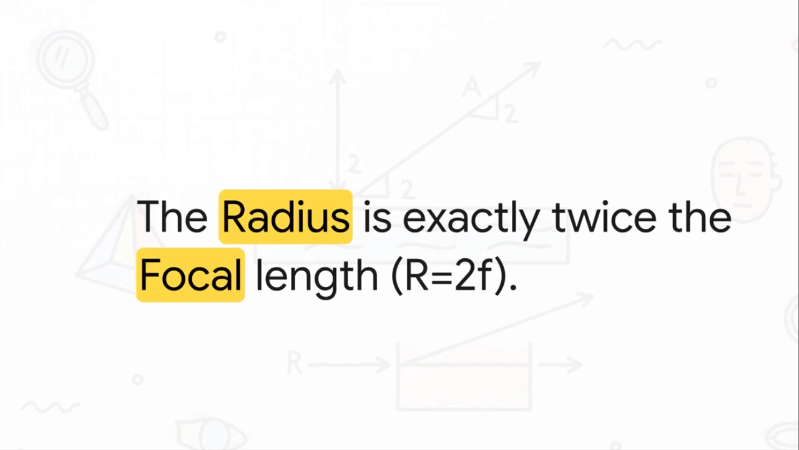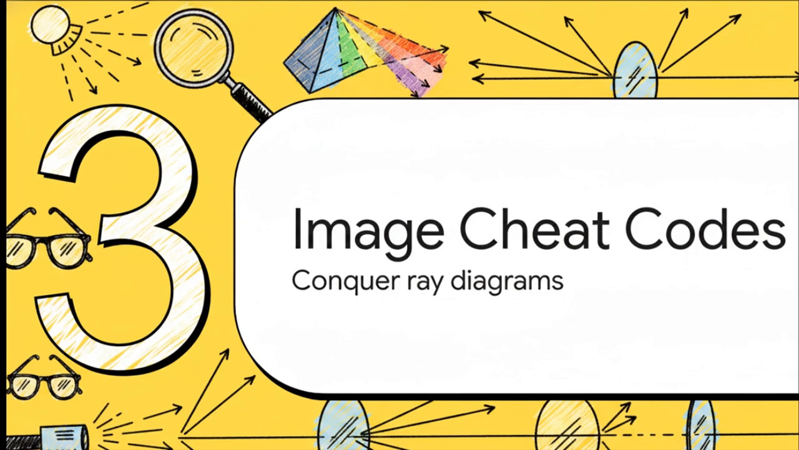So the absolutely crucial takeaway here is this exam lifesaver: R equals 2F. The radius of curvature, which is the distance from the pole to the center, is always exactly double the focal length. If your exam paper tells you the radius is 30 centimeters, boom, you instantly know the focal length is 15 centimeters. It is a guaranteed 1-mark numerical shortcut. Do not forget it.